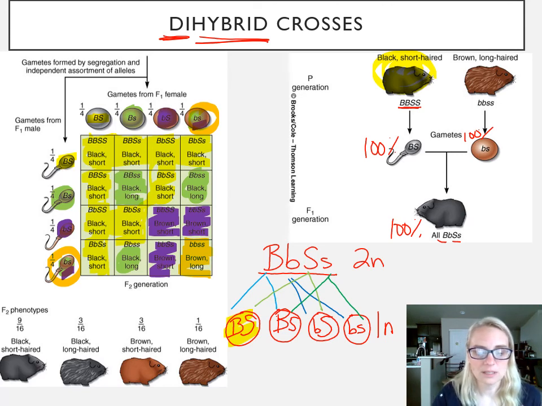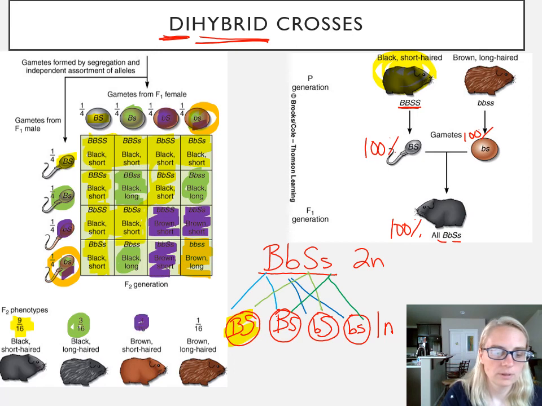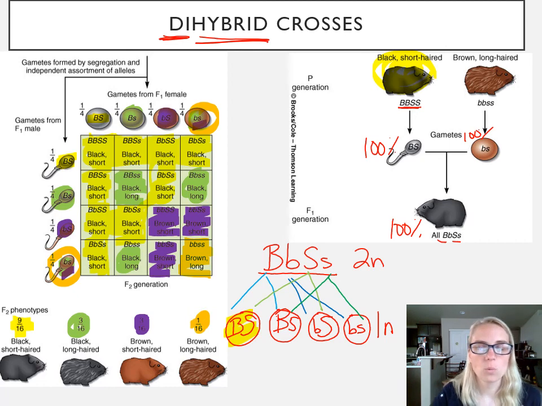So what that gives us is what we call a 9. So let me find my colors here. Highlighter, yellow. We have a 9. So all of the guinea pigs that have this particular phenotype, black, short fur, there's 9 out of 16 of those. For the green, these are all black long hair. So the dominant fur color, recessive fur length. And then we had purple. 3 of those were the brown short hair. And then lastly, we had one combination that was recessive for both, brown long hair.